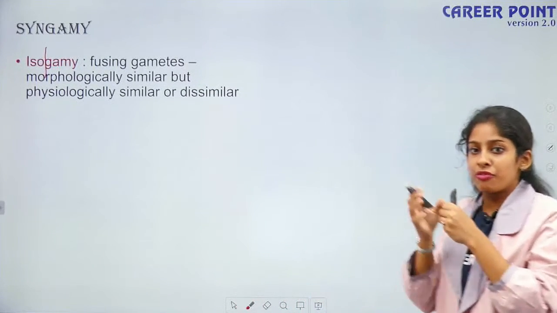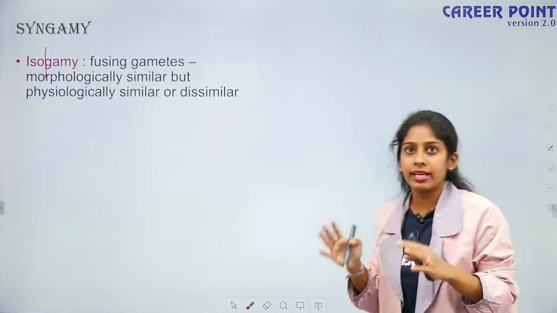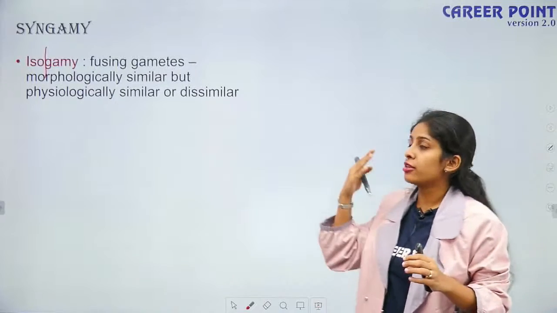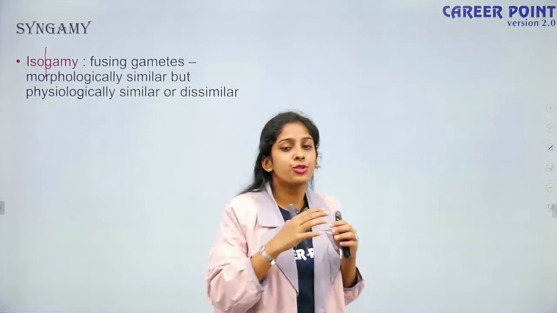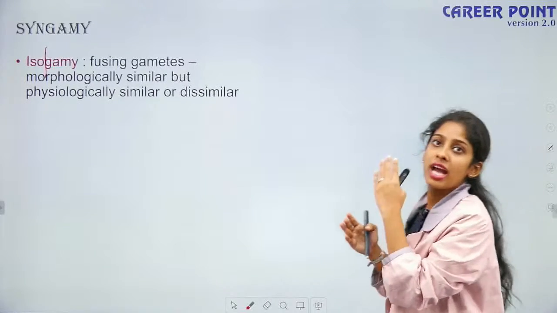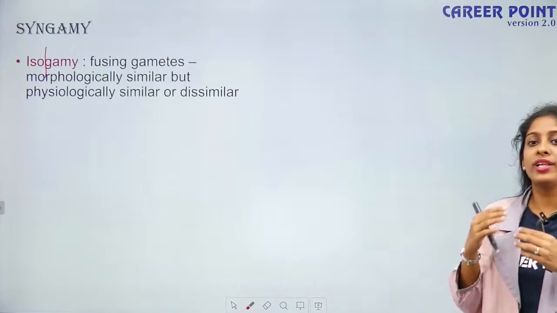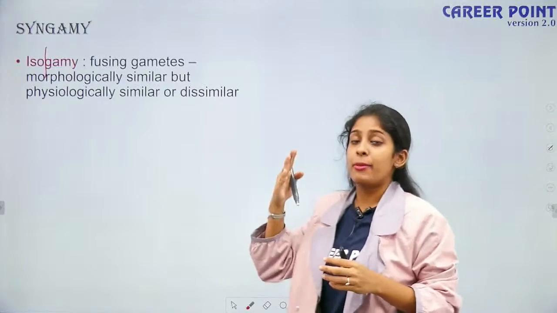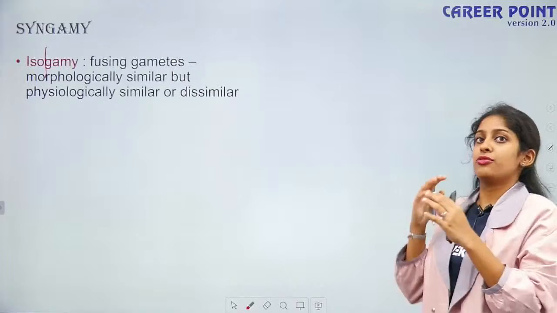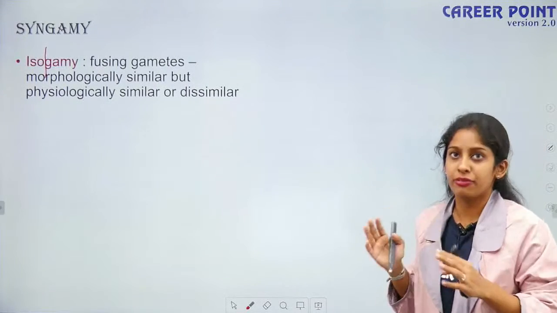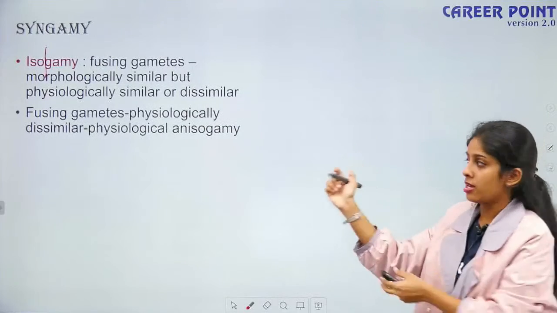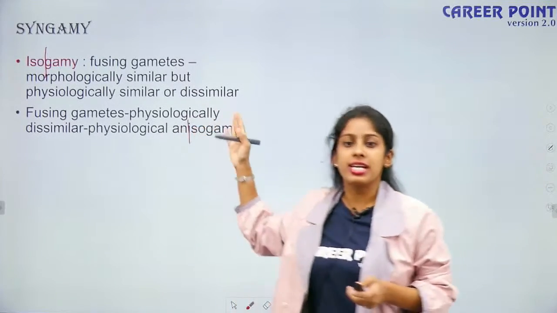Now, if both types of gametes are exactly identical, both morphologically identical, that is in terms of structure, and physiologically identical in terms of their genetic makeup and function, if they are similar in both conditions, then it is called isogamy. But when they are morphologically similar but physiologically dissimilar, what do I mean? They are structurally similar but function-wise or genotype-wise they are different. Such a kind of isogamy is called physiological anisogamy. Anisogamy means they are dissimilar.